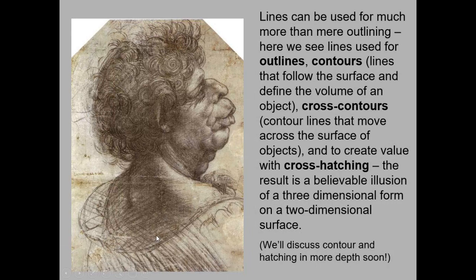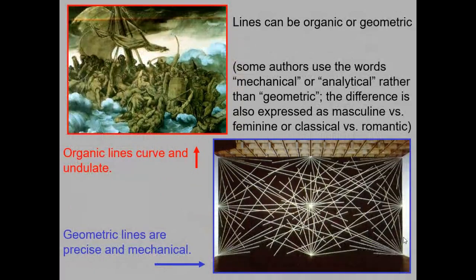Anywhere where you have one set of parallel lines like these crossed by another in the opposite direction that make an area darker, we can refer to those as cross-hatched lines. In general, we can divide all of the lines and shapes that we're looking at in any work of art into being either more organic or more geometric. And different writers, different artists will use different terminology for these. Some people will substitute words like analytical or mechanical for geometric.